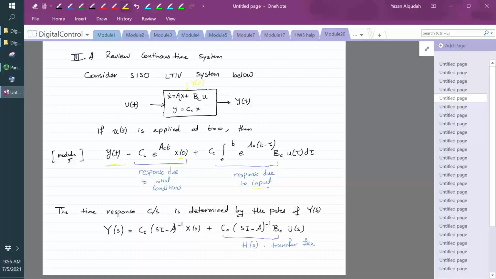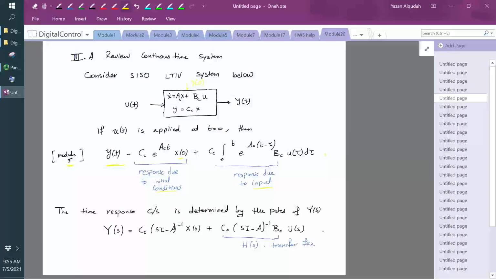This is the response that is due to the input. So the output is made up of two components, one that is due to initial conditions and one that is due to the input. We discussed this at length in module 5. If you look at this expression, you can go back to module 5 and refresh on it. This is the expression in the time domain.